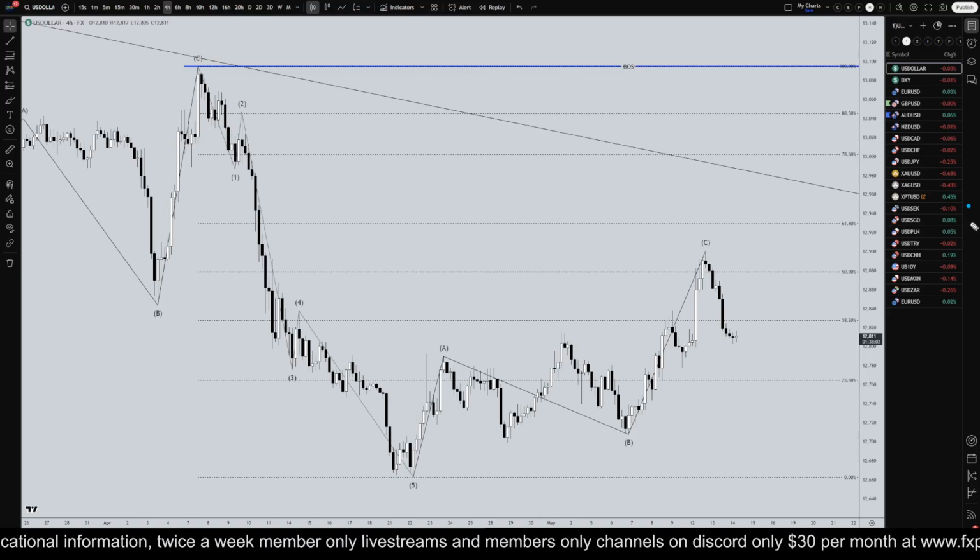Today is Wednesday, May 14th, and this is my analysis for the US dollar index.